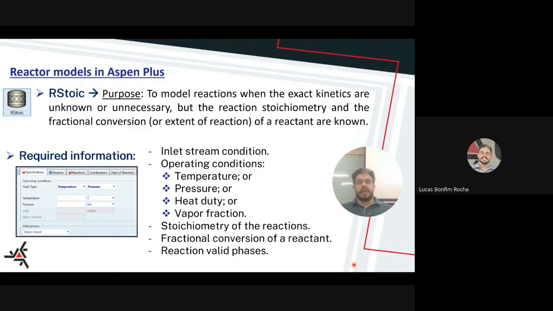Next, let's check the main parameters that we must specify for using each one of these reactors. For the RStoic model, the purpose of simulating a case with this model is to model reactions when the exact kinetics are unknown or unnecessary, but the reaction stoichiometry and fractional conversion or extent of reaction of a reactant are known, as I explained earlier. We are only trying to solve the mass or molar balance. So we must always specify the inlet stream condition, and also operating conditions: temperature, pressure, heat duty, or vapor fraction.